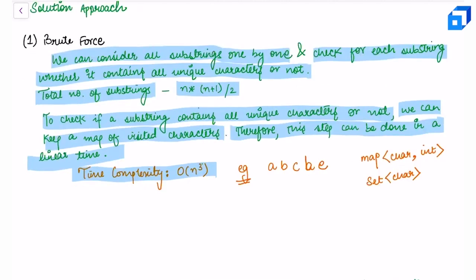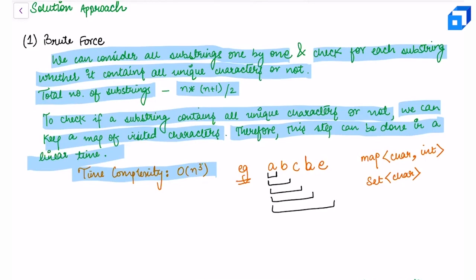Let's understand this with the help of an example. So this is the string, let's suppose A, B, C, B, E. Then what are all the substrings that can be present starting from A? So we can have just A, then A, B, then A, B, C, then A, B, C, B, then A, B, C, B, E, right?